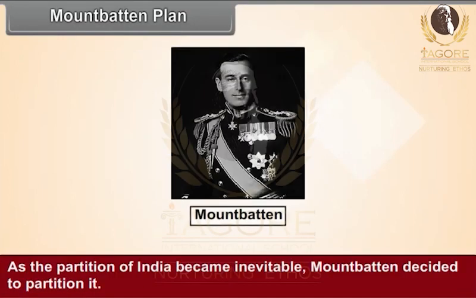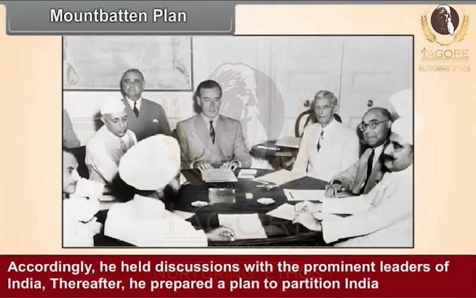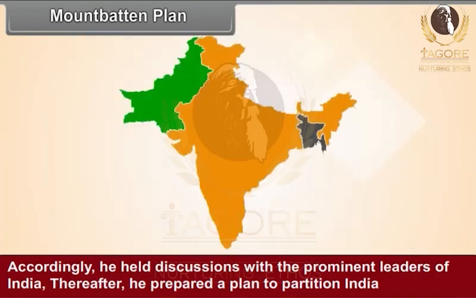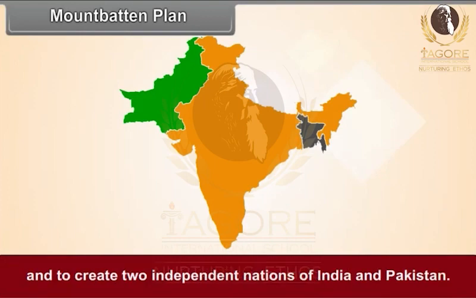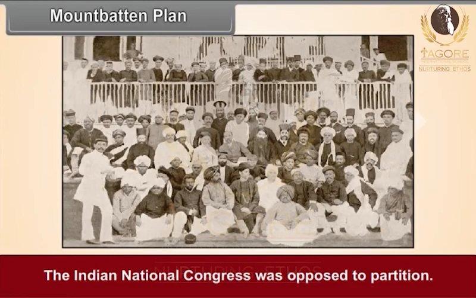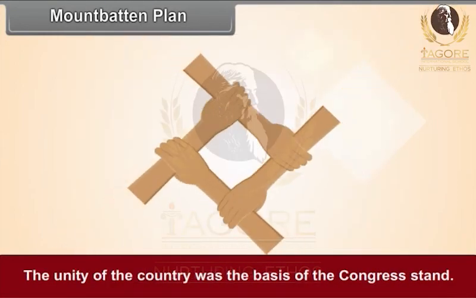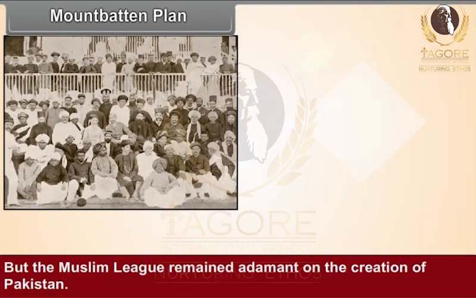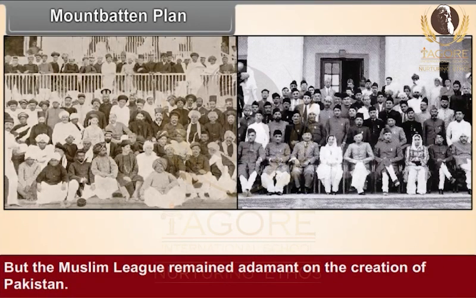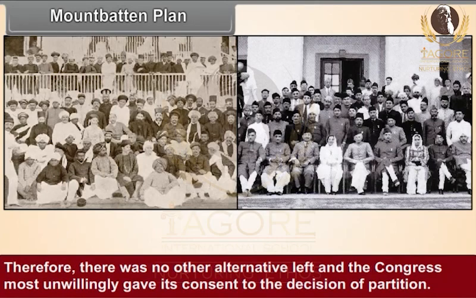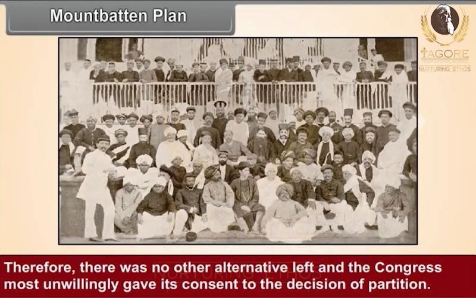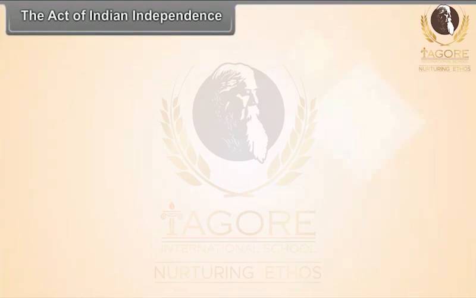Mountbatten Plan. As the partition of India became inevitable, Mountbatten decided to partition it. Accordingly, he held discussions with the prominent leaders of India. Thereafter, he prepared a plan to partition India and to create two independent nations of India and Pakistan. The Indian National Congress was opposed to partition. The unity of the country was the basis of the Congress stand, but the Muslim League remained adamant on the creation of Pakistan. Therefore, there was no other alternative left, and the Congress most unwillingly gave its consent to the decision of partition.